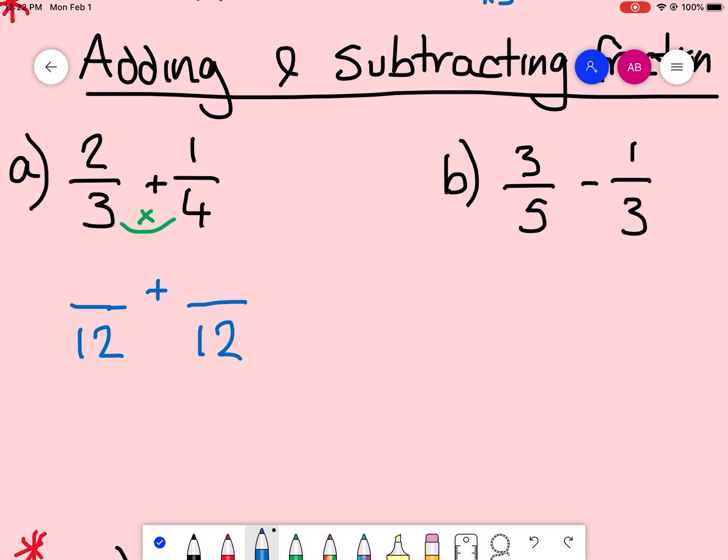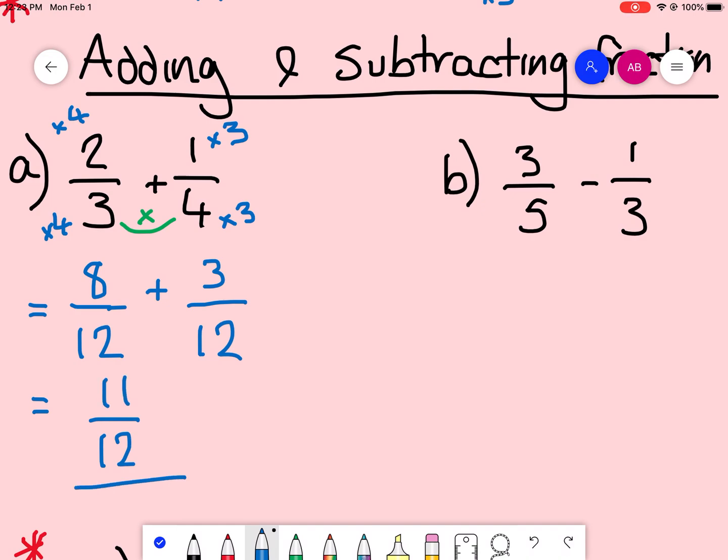And we have to think what we've done to get from 3 to 12. We'll have times that by 4. So we have to do the same to the top of our fraction, make that 8 over 12. And the second fraction, we have times the bottom number by 3. So we have to do the same with the top and make that 3 over 12. Now that we have the same denominator, we can add our two top numbers together to get 11 over 12. And that's our final answer.